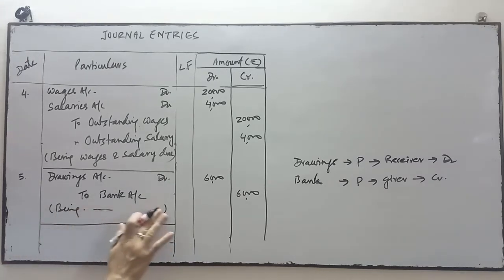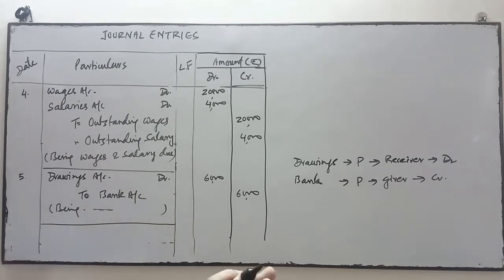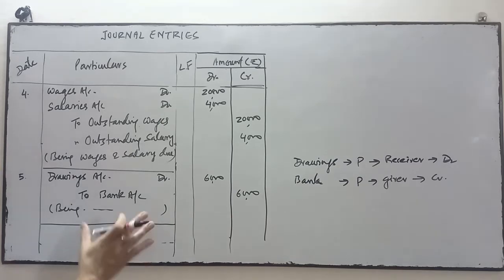I am not going to write the narration, you write it. It's very simple. Being furniture purchased for proprietor's personal use and payment made by check. You write it within the bracket. Okay, it's very simple.